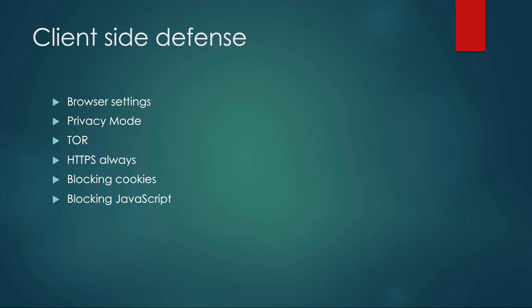Some of the things you can do include paying attention to your browser settings, putting yourself into a privacy mode, using Tor or the Onion router. There's a Tor browser. There's a couple of browsers that also are specifically focused on security, like Brave. You can make sure that you're using HTTPS all of the time. The last two can actually get in the way of your internet browsing experience.